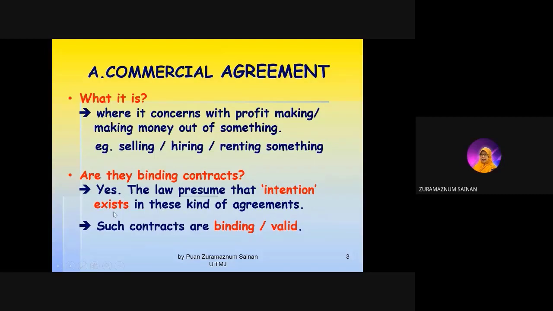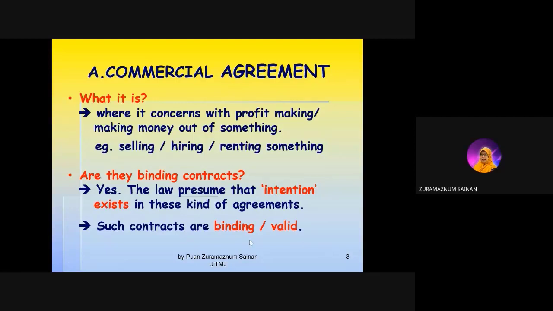Jadi maknanya katakanlah si A propose ataupun offer to sell his car to B. So selling a car to the other party. So this agreement is a commercial agreement. So automatically we presume there is intention. In that case the agreement is valid. The agreement is binding. So tiba kata tadi let's say A kata tak, main-main je, tak ada niat pun. No. He is already bound to the contract because the agreement is a commercial agreement and that we presume that there is intention. Intention exists in the agreement. So, it is binding. Any questions so far?